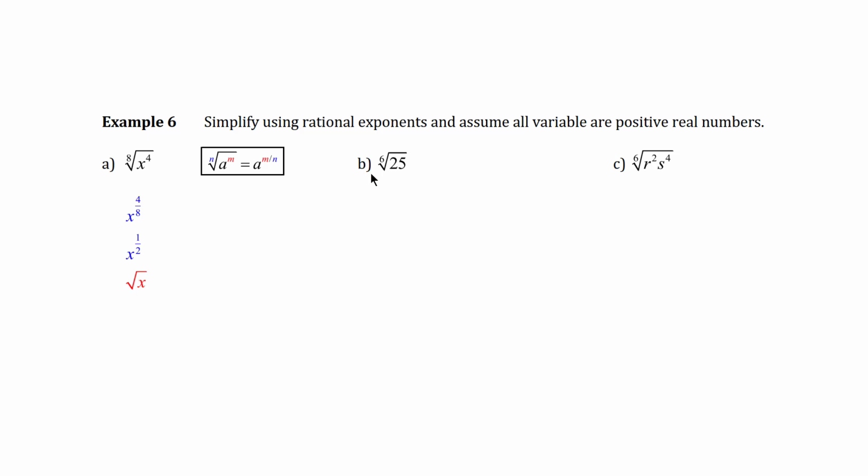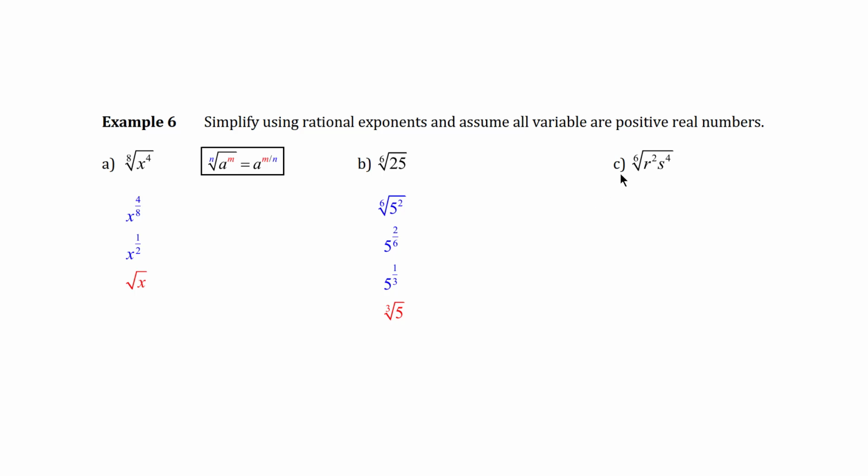For part B, we have the 6th root of 25. To convert this into a rational exponent, we need to rewrite 25 as an exponent. This would be 5 squared. So I have the 6th root of 5 squared. Next, we convert this into a rational exponent. This would be 5 to the 2 over 6 power. Next, we could reduce the exponent of 2 over 6 to 1/3. So I have 5 to the 1/3 power. And then finally, we convert this back into a radical. So I have the cube root of 5.